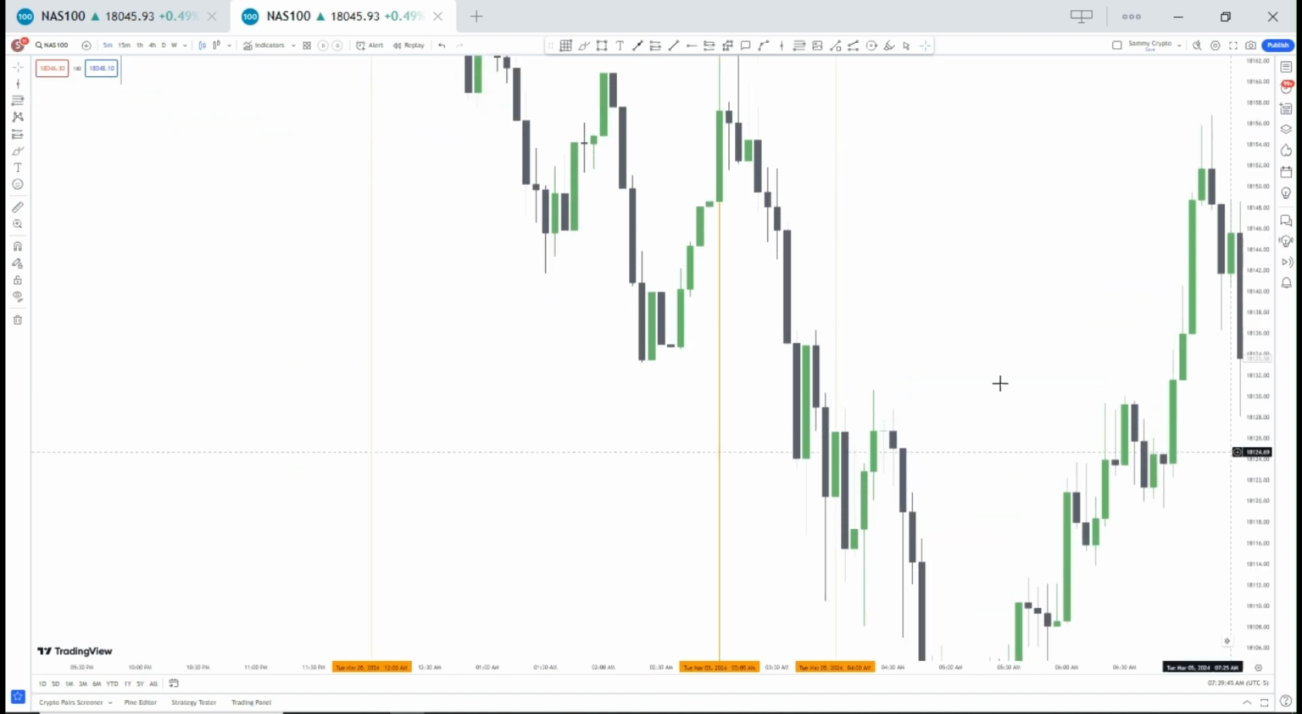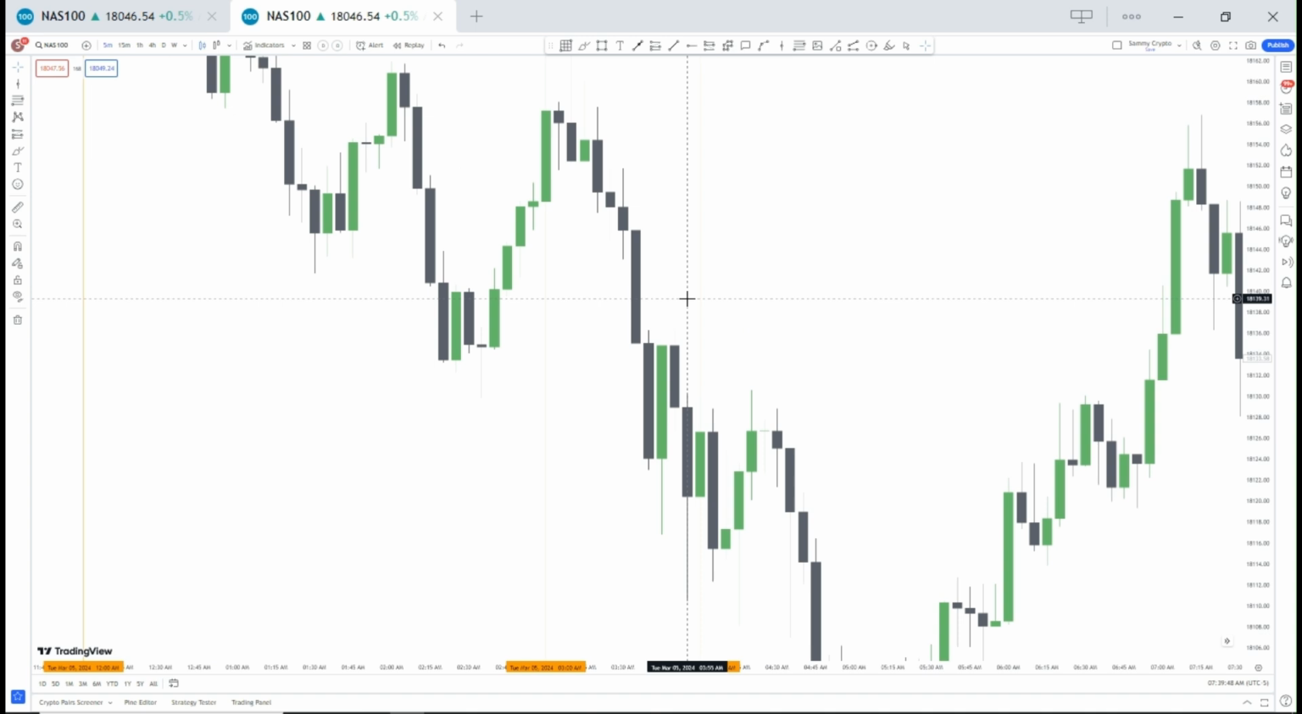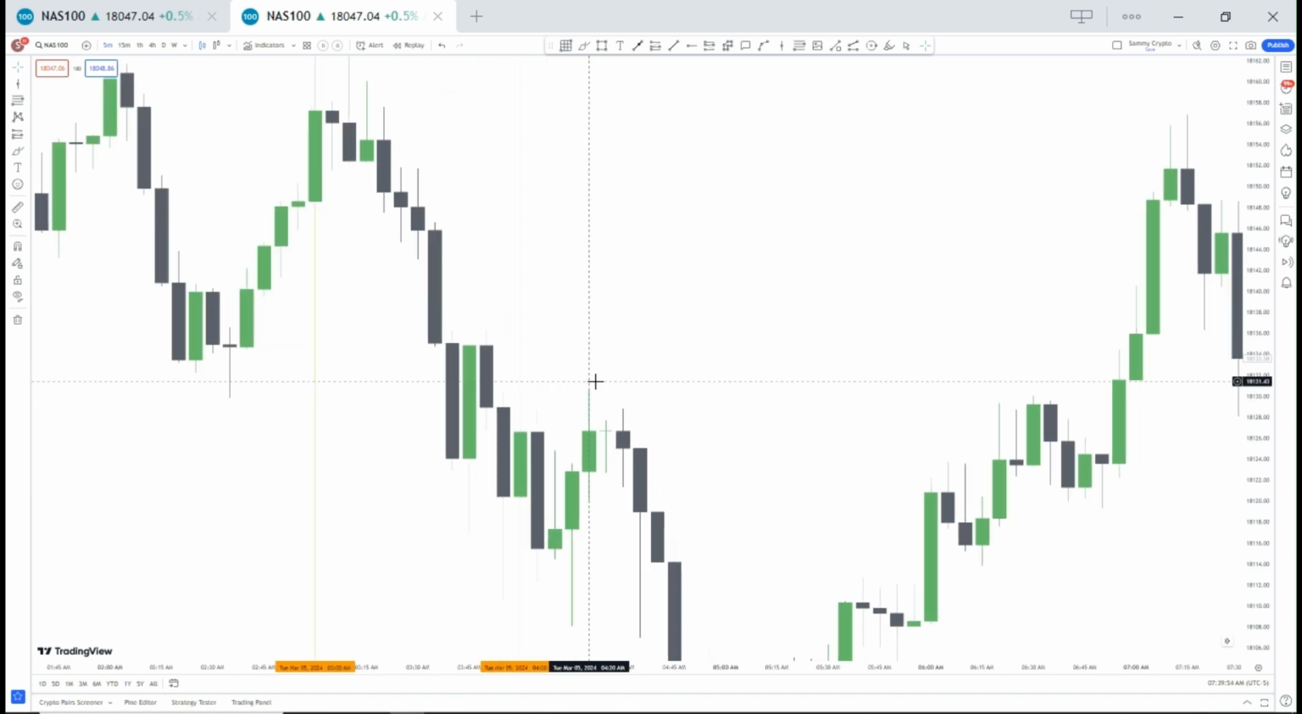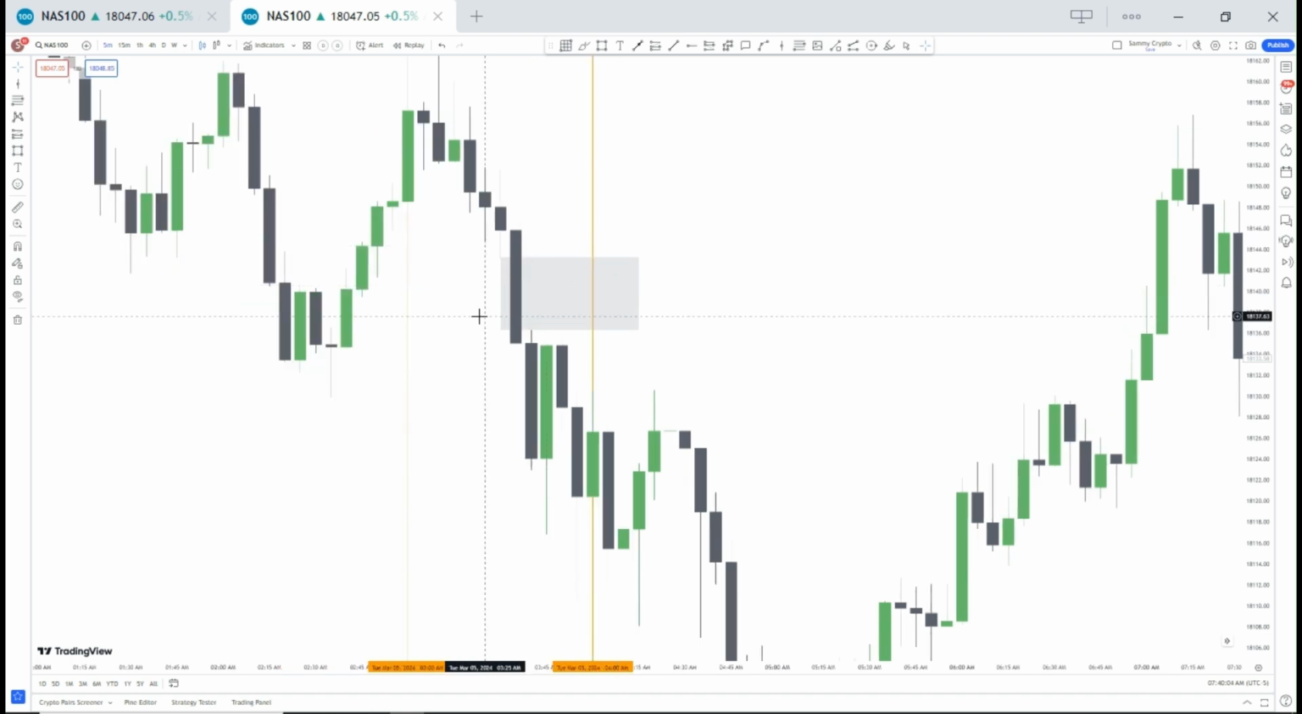So according to ICT, any fair value gap that forms within this time is a setup to sell, right? So we have a fair value gap that formed here, and you can see this is Nasdaq. So I'm not using a strange pair. ICT does trade Nasdaq, right? This is Nasdaq indices.